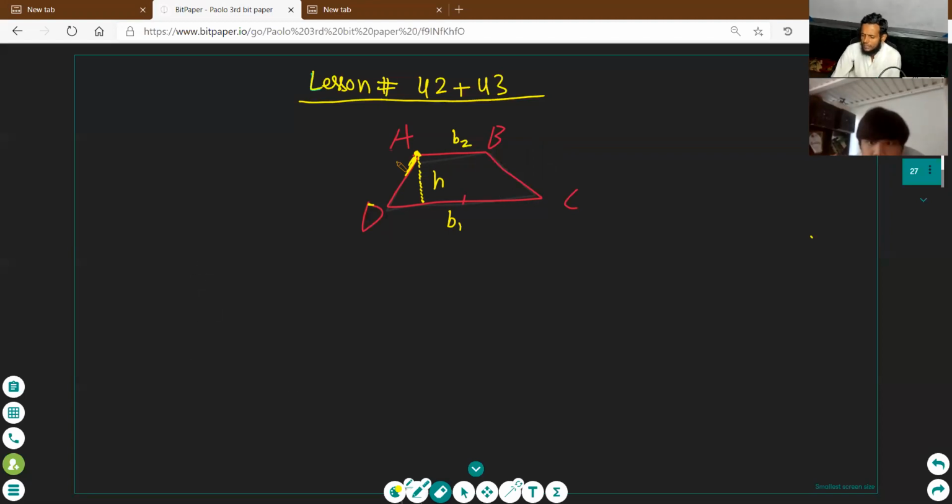Yesterday we studied this. We studied about the base and height. Height is the perpendicular that we draw, or the distance between them. The distance between two bases, two parallel sides, is called the height. Clear?